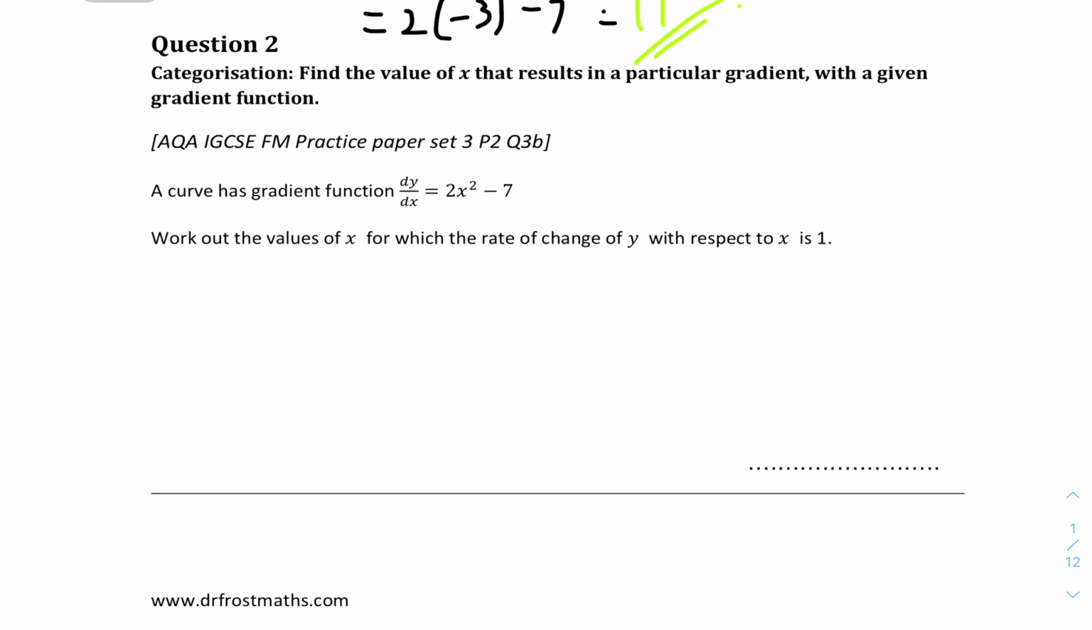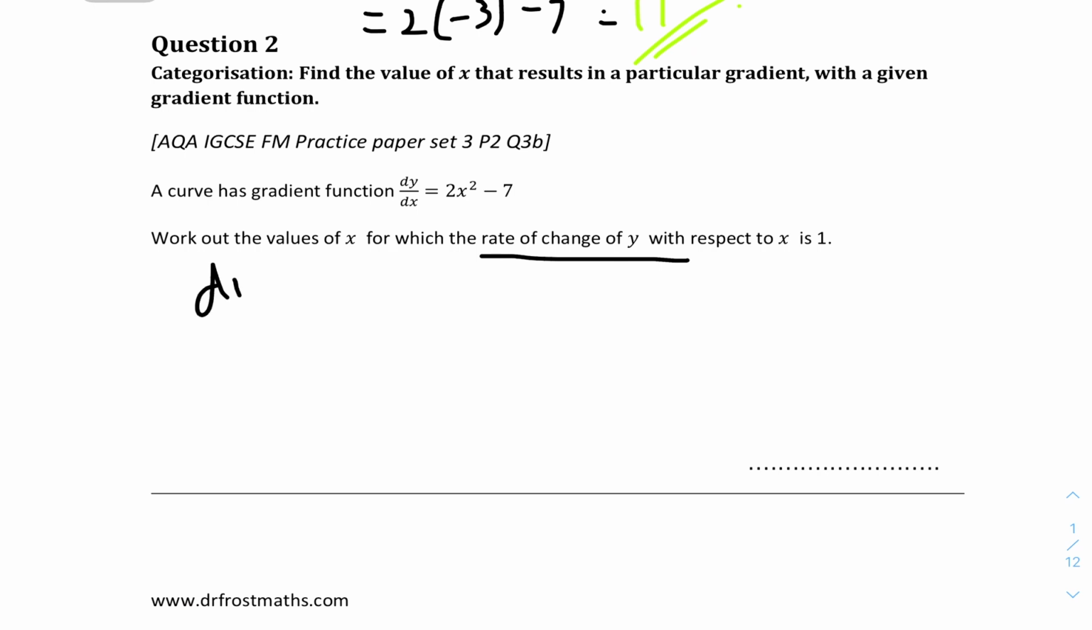And question 2, a curve has a gradient function of dy over dx equals 2x squared minus 7. Work out the values of x for which the rate of change of y with respect to x is 1. So this right here looks a bit confusing with the rate of change of y with respect to x, but it basically means the gradient function.